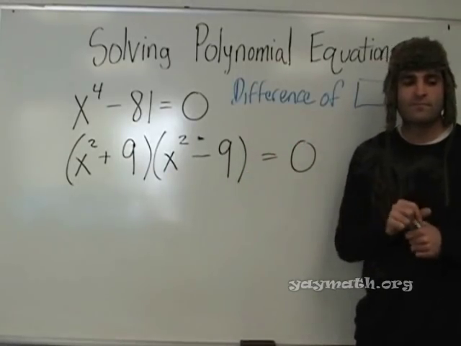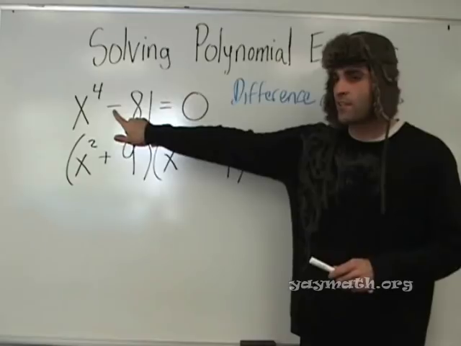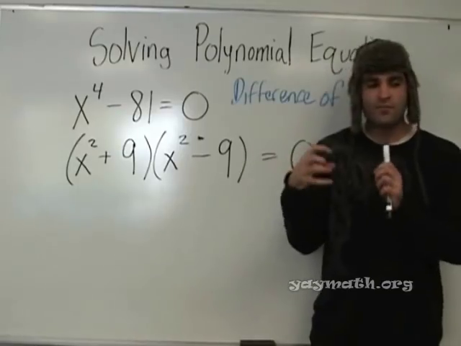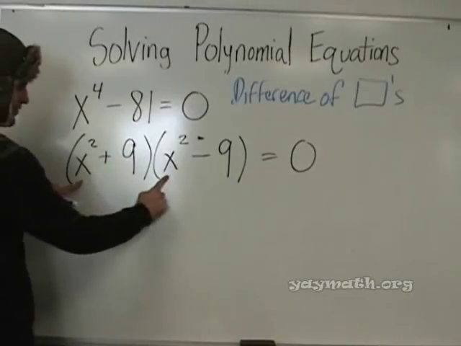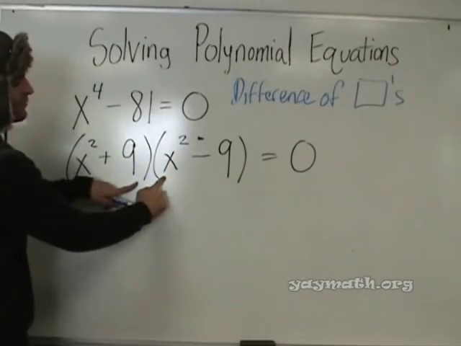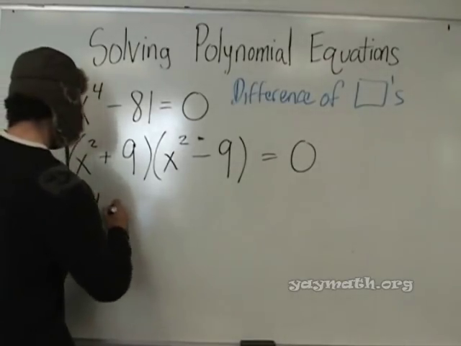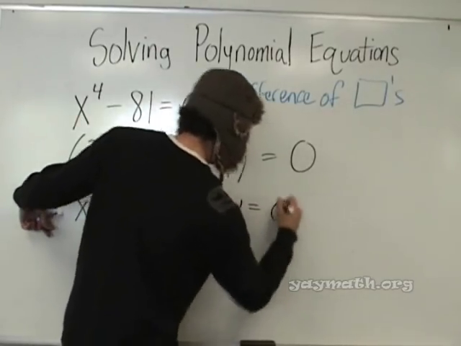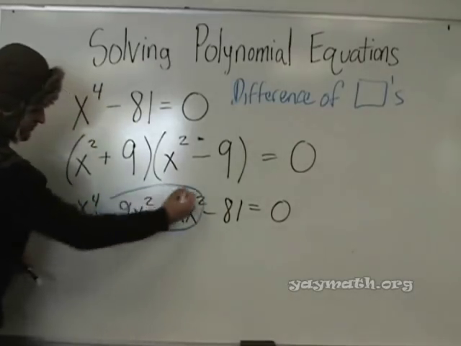Why can you never do it where it's not a minus? That's a good question. Notice in here, because there's a minus, we can do it. When you do plus and minus, that creates the situation in which the middle 2 terms cancel. So you'll have x to the 4th minus 9x squared plus 9x squared minus 81 equals 0. So now these 2 cancel each other.